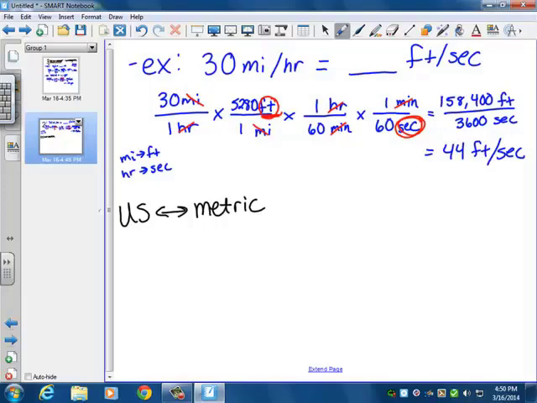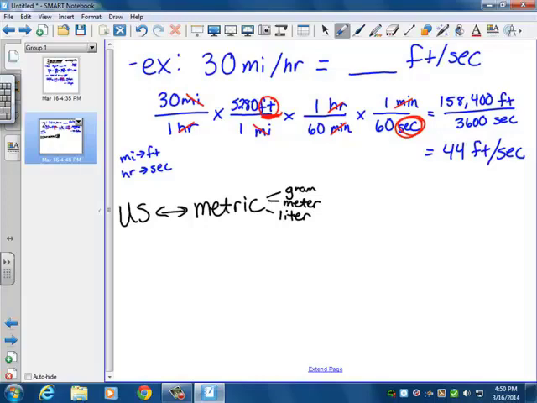But converting between US and metric, we're going to do them just like we've done the last 3 problems. We're just going to be throwing in metric units as well. Okay, so when we say metric, the bases of metric are grams for weight, meters for length, and liters for volume. And then there's more, but those are kind of the main 3.